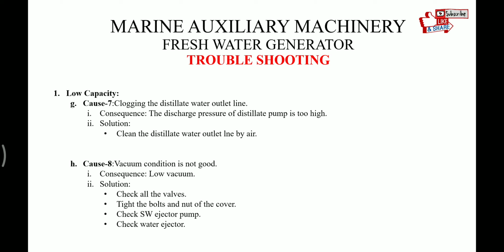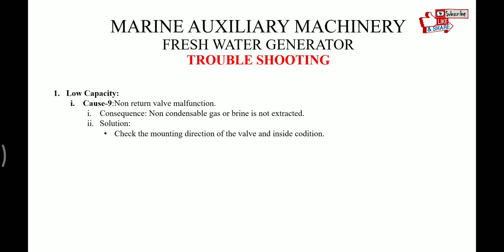Eighth cause is vacuum condition is not good, and the solution for that is check all the valves, tighten the bolts and nuts of the cover, check the seawater ejector pump, check the water ejector. And ninth cause for low capacity is non-return valve malfunction. So non-condensable gases or the brine is not extracted if it is not working properly. And to rectify, check the mounting direction of the valve and the inside condition of the non-return valve.